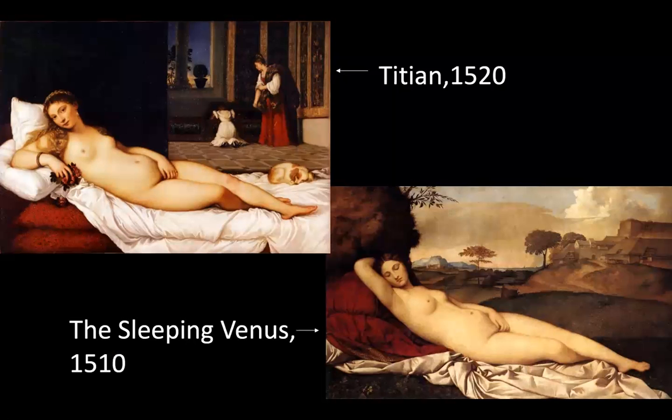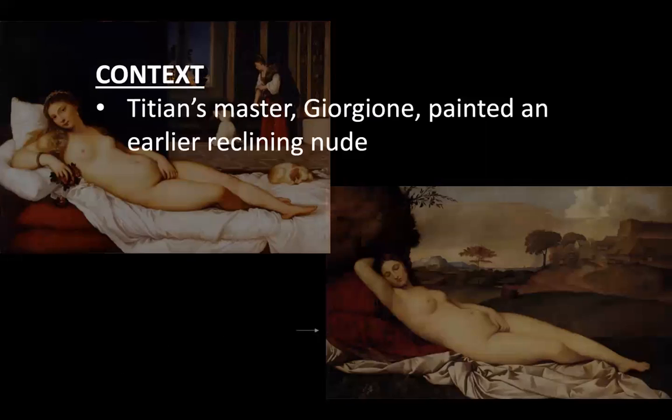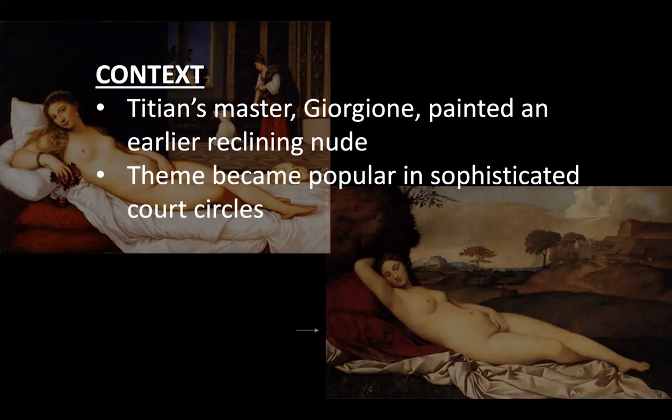All right, now Titian did work with a master artist named Giorgione, I think is this dude's name. And he kind of got this idea of the reclining nude from Giorgione, but no one really remembers that guy. We just remember Titian. All right, so Titian's master, Giorgione, painted an earlier reclining nude. So you want to label that on your note page. I think I have that picture on there for you.